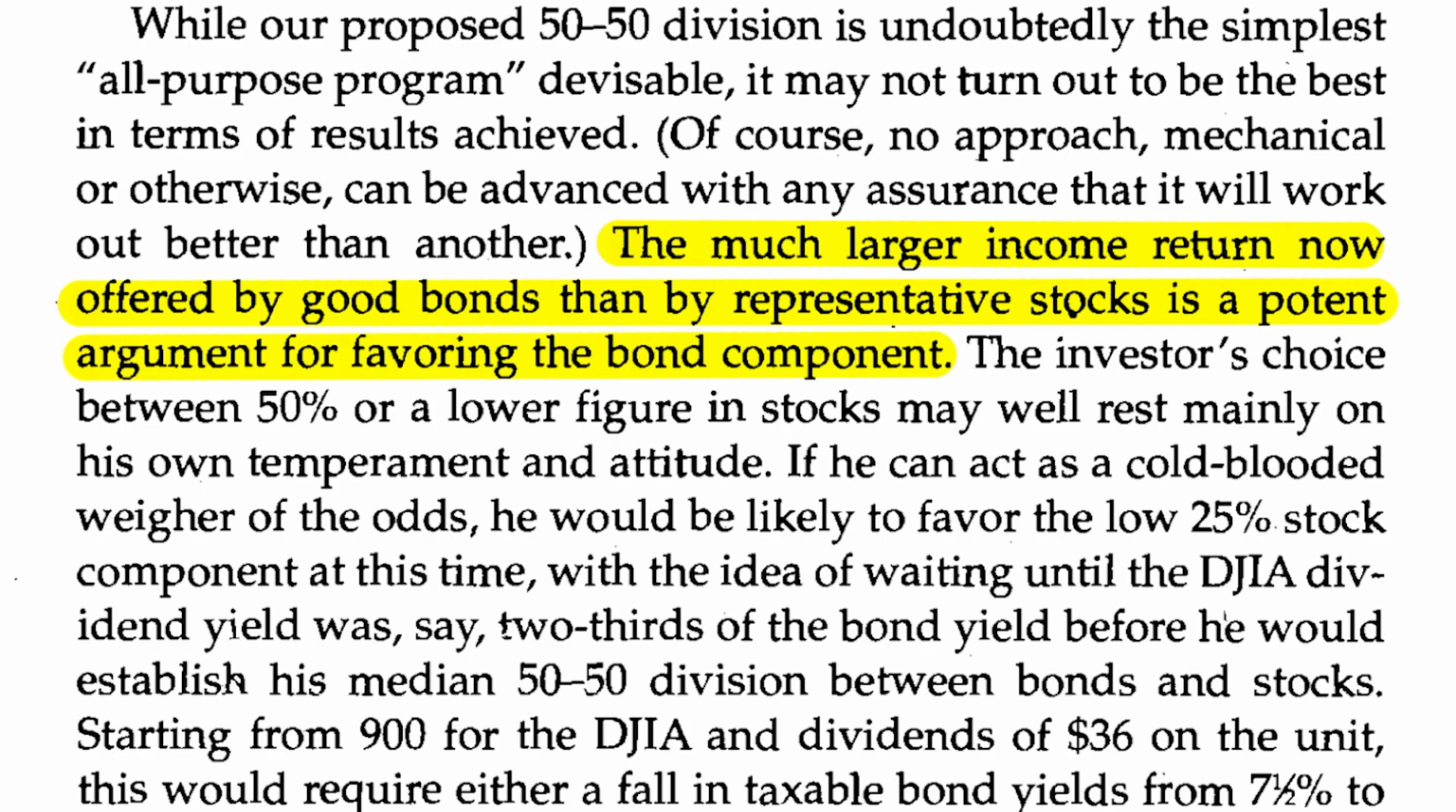Due to stocks being overpriced and offering lower returns than bonds, Graham suggested investors should own more bonds for their higher risk-free returns. He then confirms this conclusion on the next page where he writes, "The much higher income return now offered by good bonds than by representative stocks is a potent argument for favoring the bond component." It's clear that Graham was in favor of investors owning more bonds than stocks in 1972 due to the higher yields that they were offering.